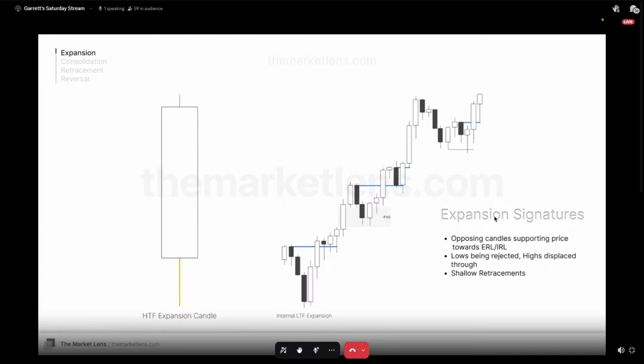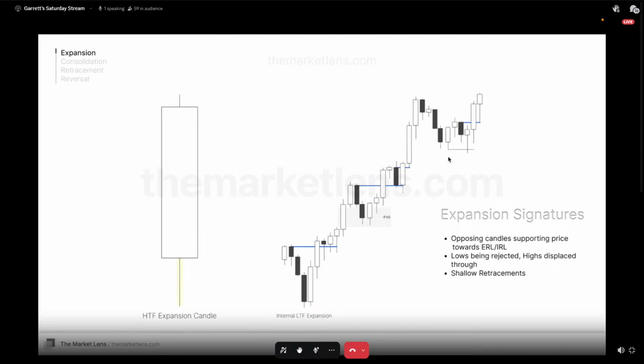All right, so what about the expansion signature? So within this candle, you're going to have an expansion, right? That makes up this candle, obviously, right? So the signature of expansion is opposing candle supporting price towards ERL or IRL. ERL or IRL just being the draws on liquidity. Those are the only things we target. Also maybe premium discount of a range, but you know what I mean, right? We want to see PD arrays like fair value gaps and opposing candles support price to our draw on liquidity, to put it really simply, right?